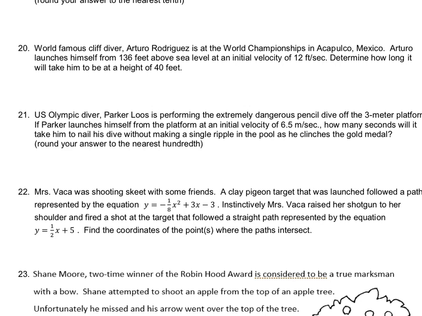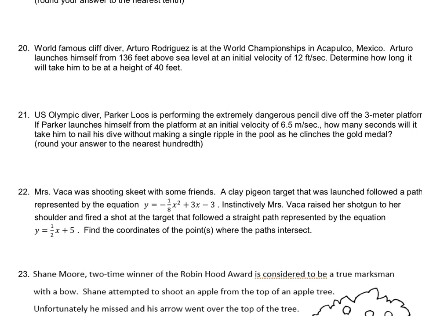So this one says a world famous cliff diver, Arturo Rodriguez, is at the World Championships in Acapulco, Mexico. Arturo launches himself from 136 feet above sea level at an initial velocity of 12 feet per second. Determine how long it will take him to be at a height of 40 feet. Okay, so first of all, we need to write a couple of equations so that we can graph it in a calculator and then analyze the graph.